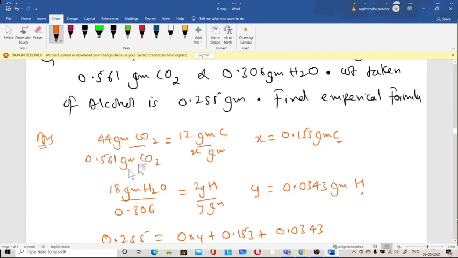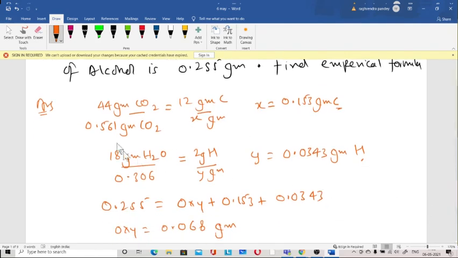Okay, so suppose you got this much carbon dioxide, then you get this many grams of carbon. This is the calculation. Another calculation for hydrogen from water, then you can calculate hydrogen.